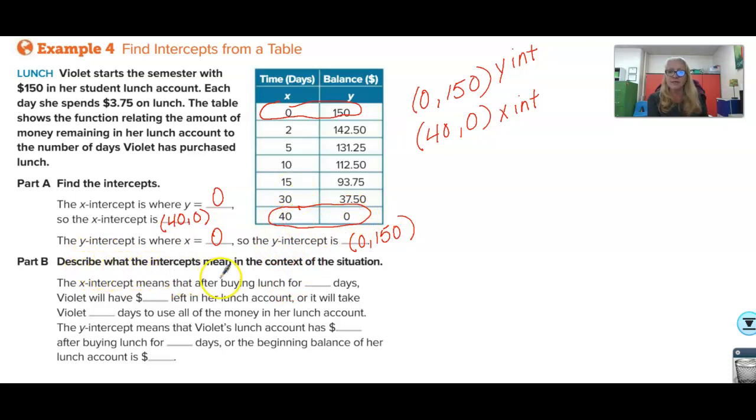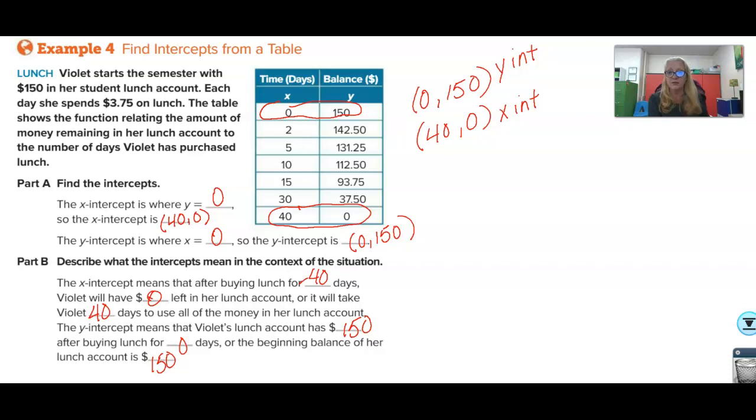So the x-intercept means that after buying lunch for 40 days, Violet will have zero left in her lunch account, or it will take Violet 40 days to use all the money in her lunch account. The y-intercept means that Violet's lunch account has $150 after buying lunch for 0 days, or the beginning balance of her lunch account is $150.